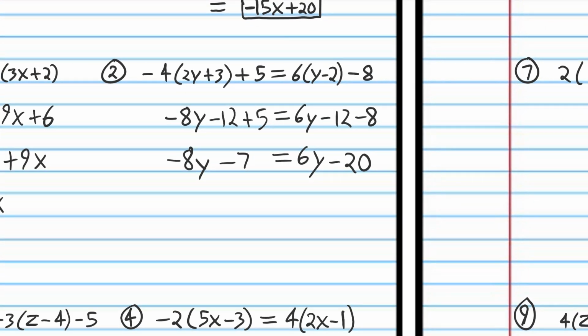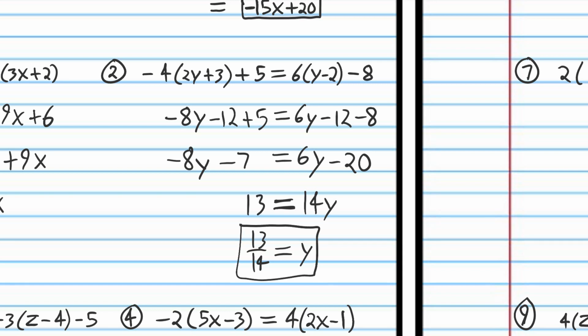So now we're going to get all the variables on one side, all the y's on one side. So we're going to add 8y to both sides, and it's going to make this disappear. And 6y plus 8y is 14y. And then we're going to simultaneously add 20 to both sides, so that's going to make this 20 disappear, and 20 plus -7 is 13. Then we're going to divide both sides by 14, and we get 13 over 14, because the 14 cancels out because we're dividing by 14.